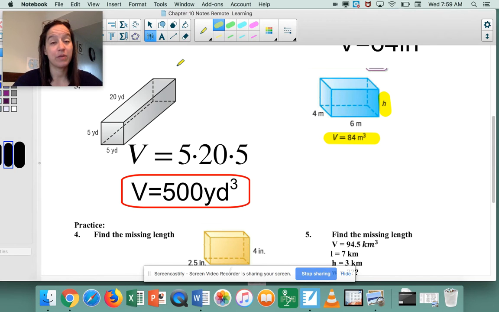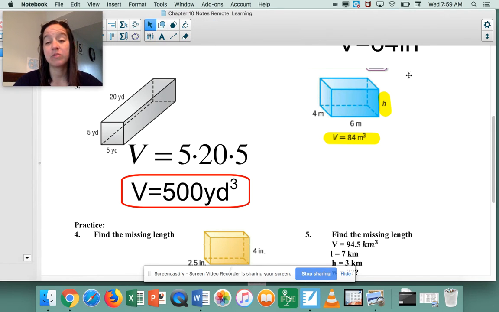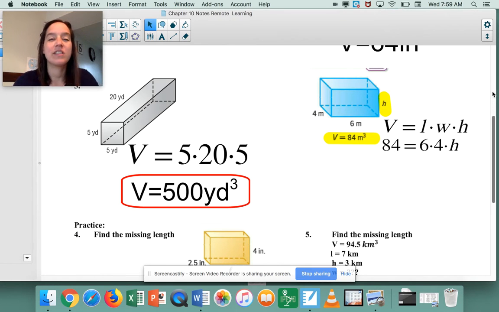So if I want to find the missing height, I need to use my formula. My biggest thing with geometry is start with the formula. So I start with the formula, volume equals length times width times height. Then I simply plugged in what I knew. Volume, they told me it's 84 meters cubed. Length, they told me it was 6. Width, they told me it's 4. Height is my unknown, and because it's my unknown, I leave it with the variable h.